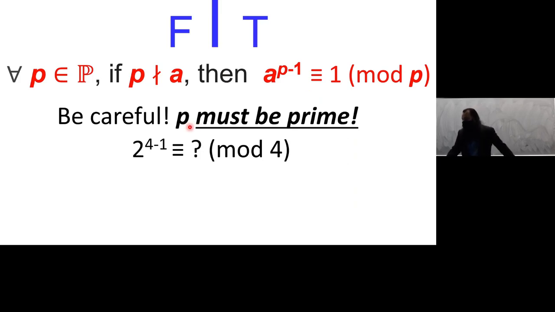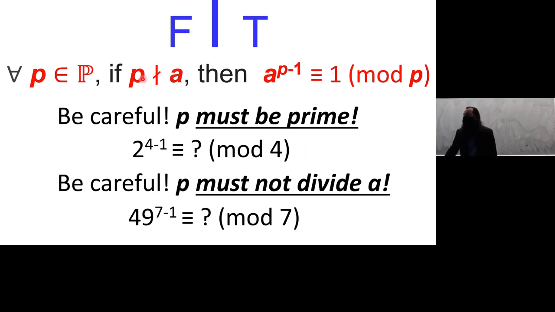Okay, now be careful. P must be prime. What's 2 to the 4 minus 1 congruent to mod 4? 0, because 2 to the 4 minus 1 is 2 to the 3. That's 8. 8 is divisible by 4. So 8 is congruent to 0 mod 4. That's precisely because 4 is not prime. The reason why that worked out that way is because 4 is not prime. If 4 was prime, then if you had the same thing on the left but 4 was prime, you would have got 1. But because 4 is not prime, it just happened that this is congruent to 0 instead of 1.